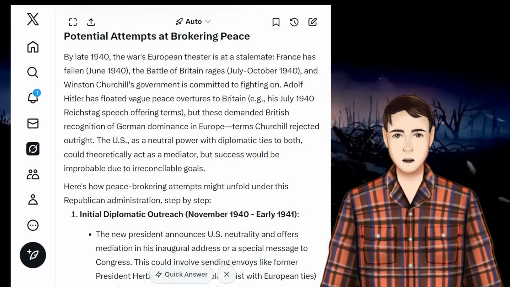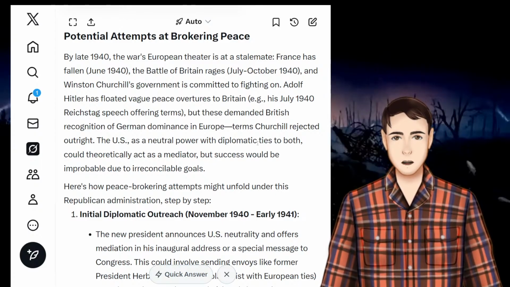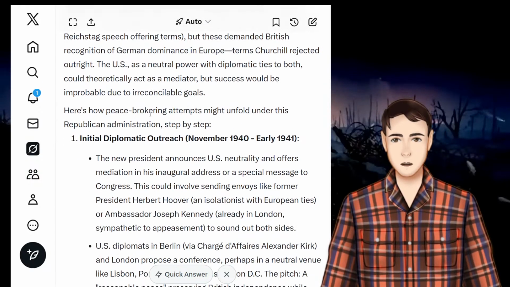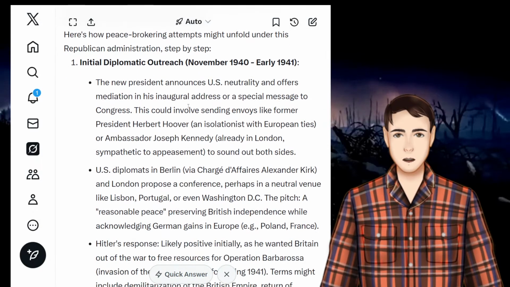Adolf Hitler has floated vague peace overtures to Britain in his July 1940 Reichstag speech offering terms, but these demanded British recognition of German dominance in Europe, terms Churchill rejected outright. The U.S., as a neutral power with diplomatic ties to both, could theoretically act as a mediator, but success would be improbable due to irreconcilable goals. Here's how the peace brokering attempts might unfold under the Republican administration, step by step.